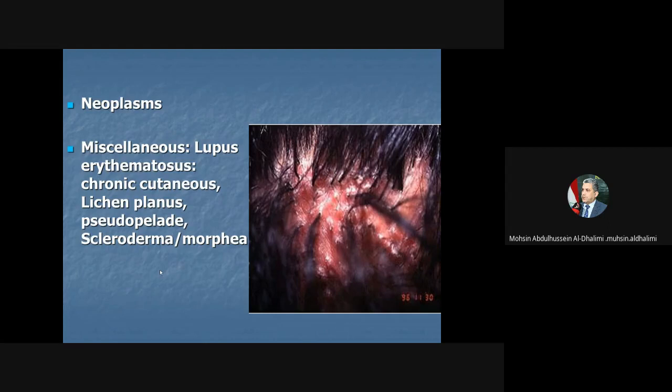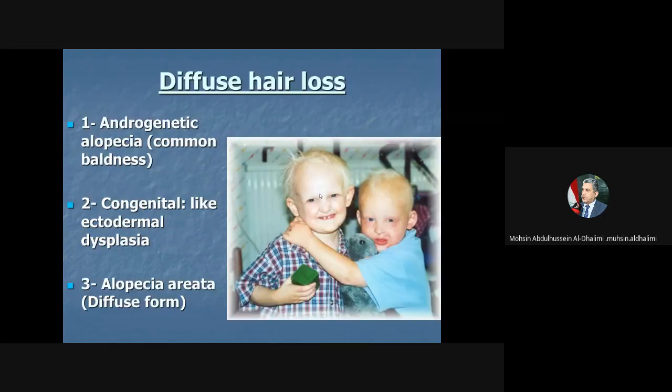Miscellaneous inflammatory conditions, when they affect the scalp, also lead to scarring alopecia with variable degrees of inflammation and tufting of the hair, collected in tufts. This is mostly due to lupus erythematosus, discoid lupus if it affects the scalp, lichen planus, scleroderma, morphea. You should have taken these in the connective tissue diseases lecture.